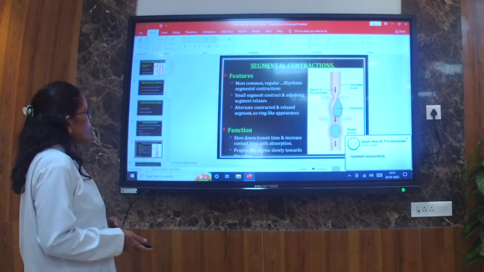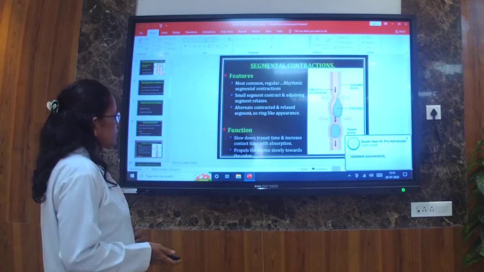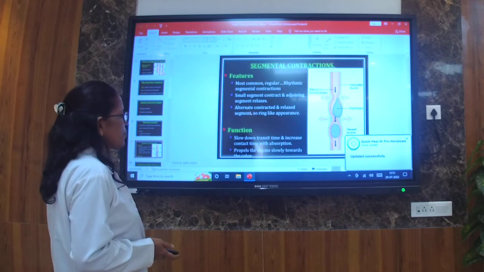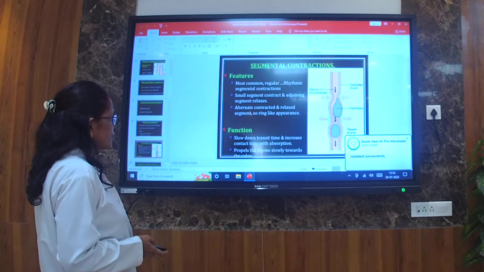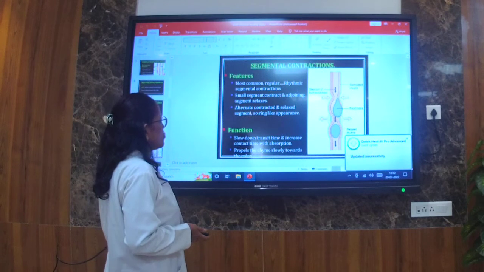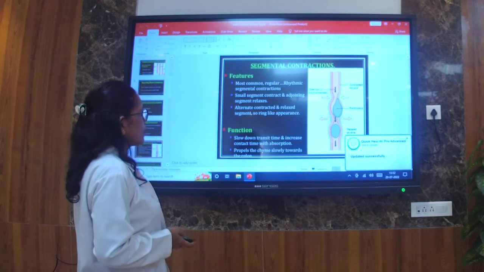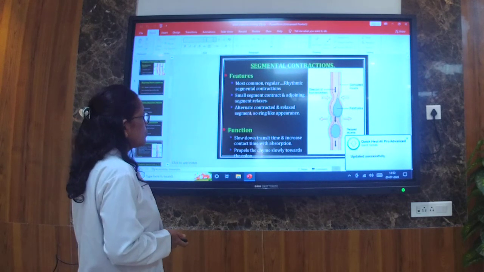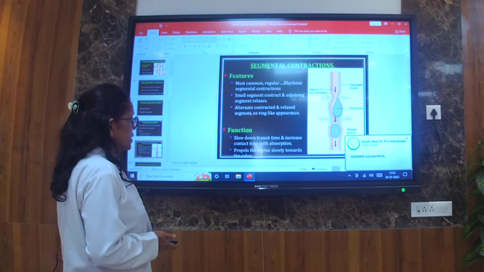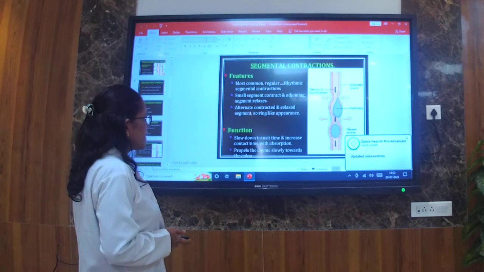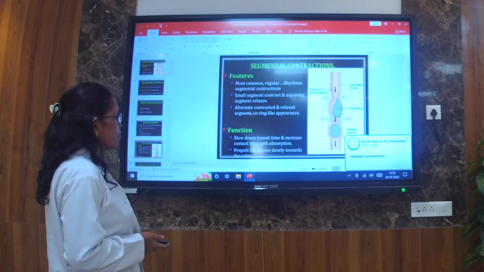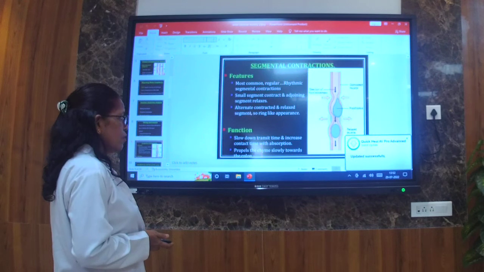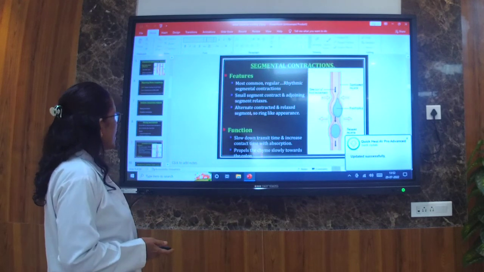Then segmental contraction: what are its features? The most common are regular rhythmic segmental contractions. See the diagram, the direction of food movement: a contracted muscle is there, and this contraction passes the bolus into the next relaxed part of the muscle. One part contracts and the next relaxes, so that the bolus can easily enter the relaxed muscle.